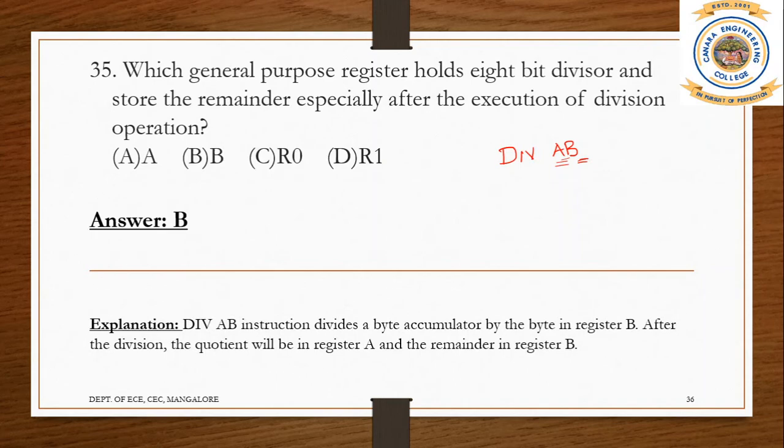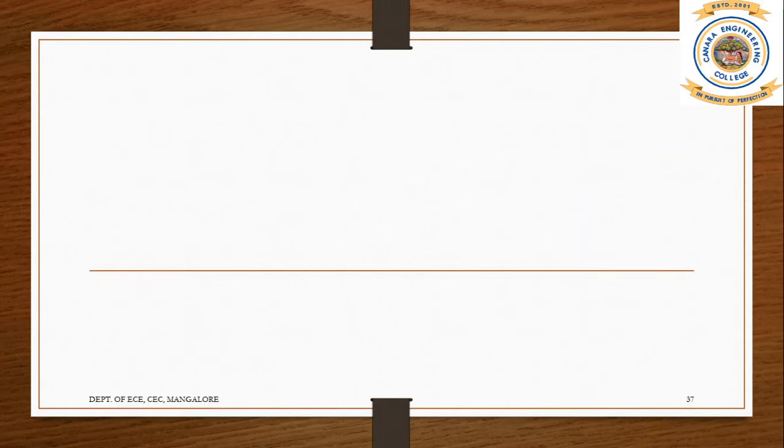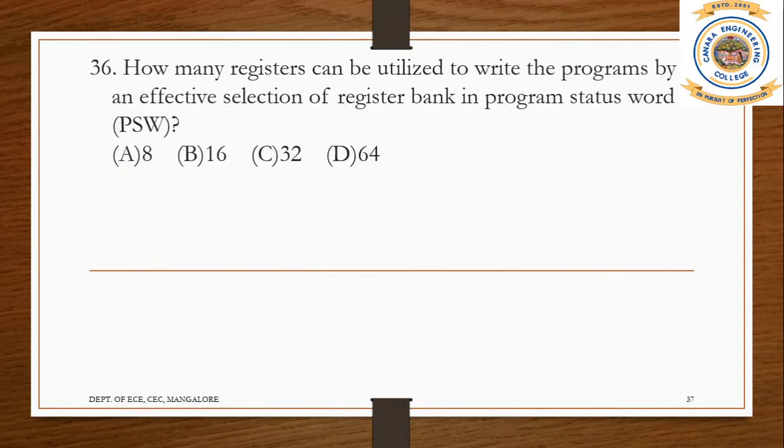That is because whenever you divide two numbers, the accumulator will hold the quotient, and initially B will have the divisor, and after the operation B will have the remainder. Okay. So how many registers can be utilized to write the program? Effective selection of register bank in program status word. This we have already discussed, right? We have RS0, RS1. So by selecting 00, 01, 10, 11, how many registers can you use? So one register bank is 8 registers.